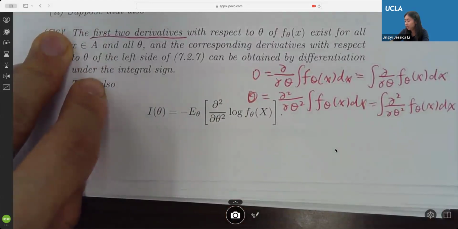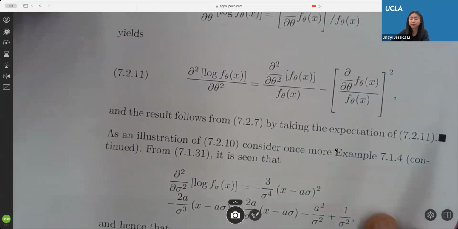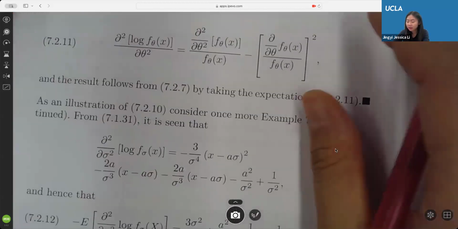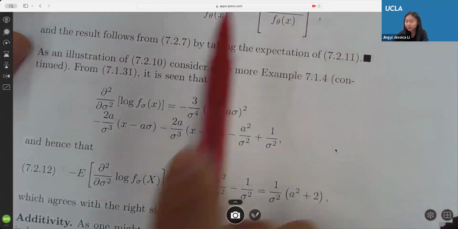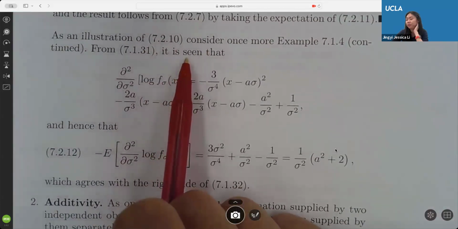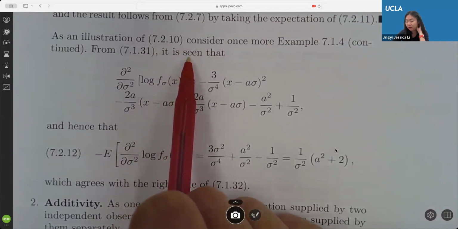Okay. And I will skip the proof. The proof is quite straightforward given the exchangeability. So I'll leave that to you. But we can take a look at how this alternative definition may make the calculation of Fisher information easier. As an illustration, consider one more example.